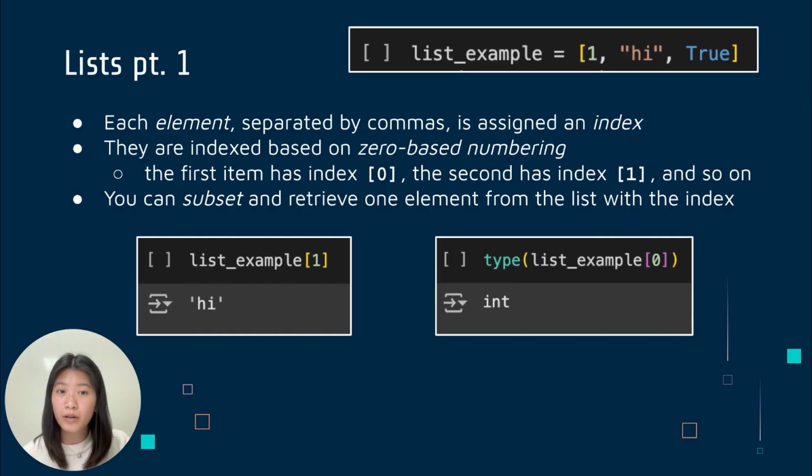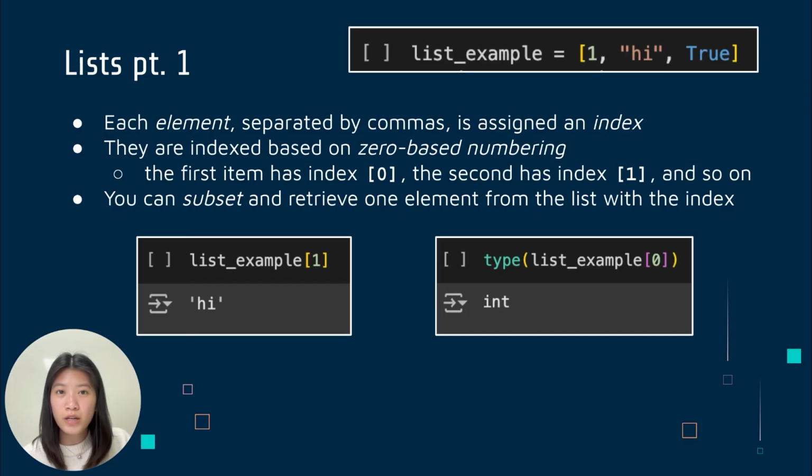And something to note about indexing is that whenever you index a list, it's always going to return the value that the element is and not a list. So as an example, when we do list_example and then the index 0, that's going to give us 1, which is an integer. And we know this because when we check the type of list_example, square bracket 0, square bracket, it's going to return a type of int.